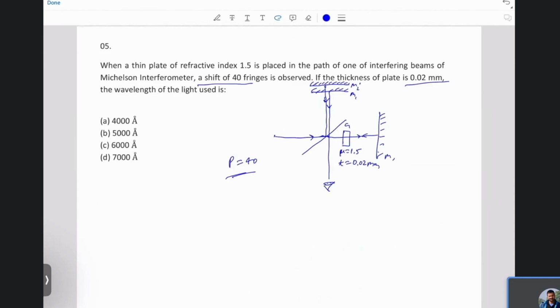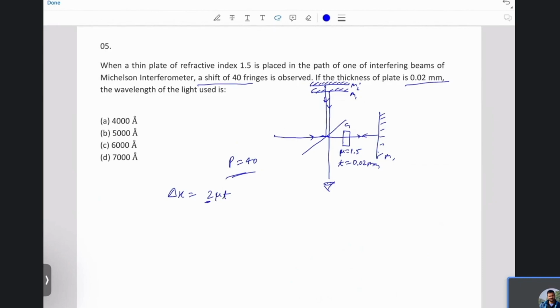So first, let's talk about the path difference introduced by this thin plate, delta x. Since its thickness is t and the refractive index is mu, the increased path length of the light will be 2 mu t, right? Because the light is going and coming back, that's why this factor of 2 is there.